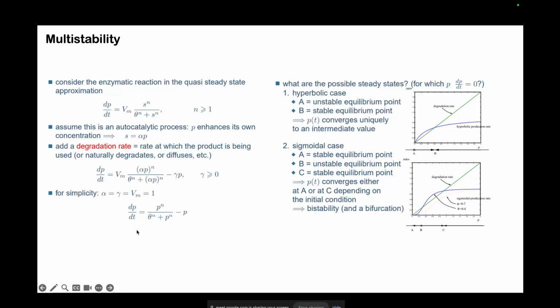Now, what are the possible states of this particular equation? At steady state, dP/dt equals 0. If you put dP/dt equal to 0, P becomes P^n divided by theta^n plus P^n. So depending on the value of n, there will be two cases. One is the hyperbolic case, where A is an unstable equilibrium point.